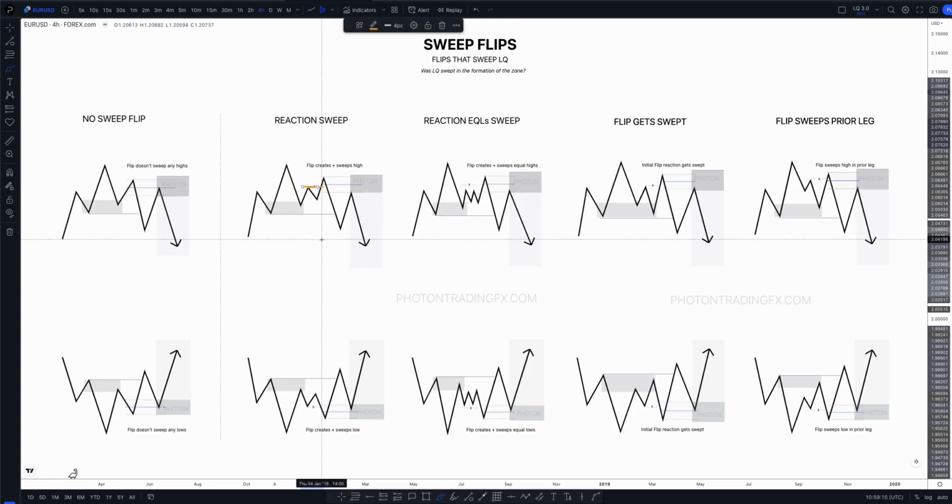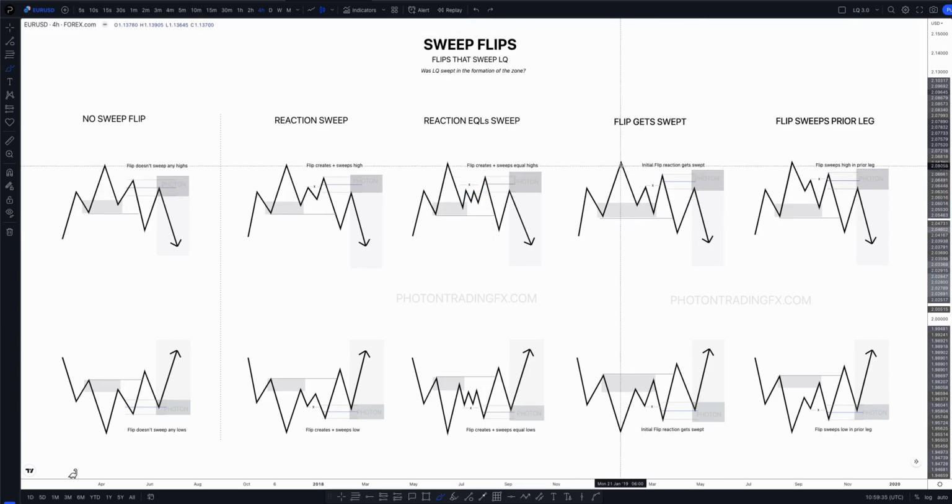It's swept the liquidity behind that high, okay? And these are all just variations of that. So this one, basically the same thing. We come into demand, we react, but rather than just one little high, we get some equal highs that build up. So we know there'll be some double tops, lower time frame traders, whatever, trading that range. Liquidity gets swept, and then boom, we get the demand to supply flip.